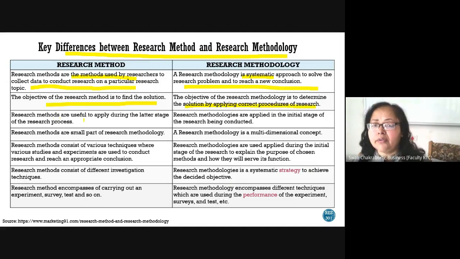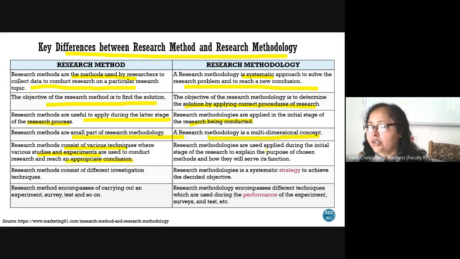Research methods are useful to apply during the later stage of the research process. Research methodologies are applied at the initial stages of the research process. From this you get to know that research methods are a part of research methodology. Methodology, on the other hand, is a multidimensional concept. Research methods consist of various techniques where various studies and experiments are done. They are used to conduct the research and to come to a proper conclusion.